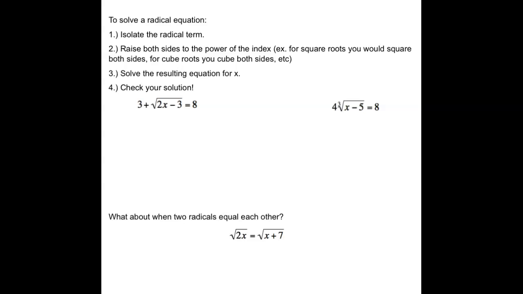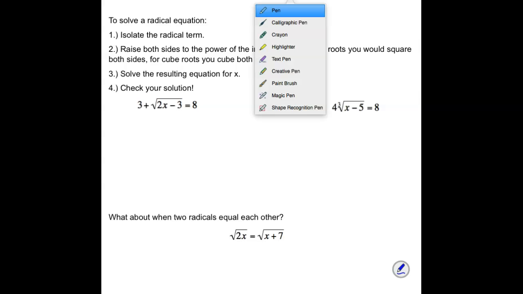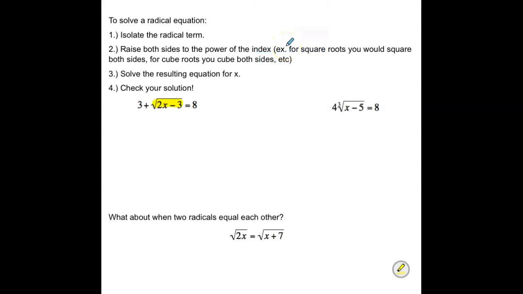All right, for our first one, our first step is to isolate the radical term. That means that we need to have this part right here all by itself. So the first thing I would want to do is to subtract that 3 to the other side. I now have the square root of 2x minus 3 equaling 5.